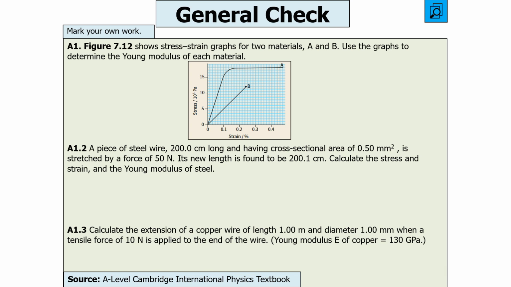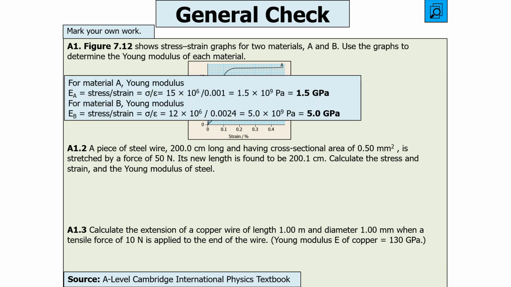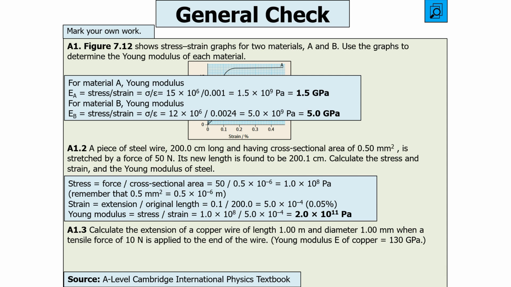Right, so in this first one, you've got to remember that you can work out the Young modulus by doing the gradient of a stress strain graph, but it has to be the straight line section. So you can do it for A by doing stress over strain of the straight line section and getting 1.5 gigapascals, and then the same for the straight line section of the B line, okay, and so therefore you get 5 gigapascals.